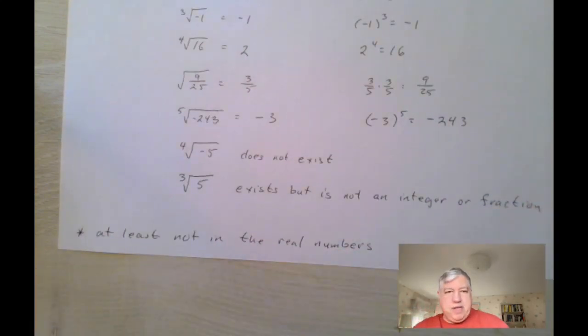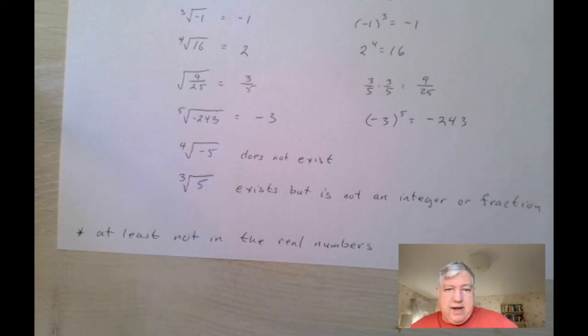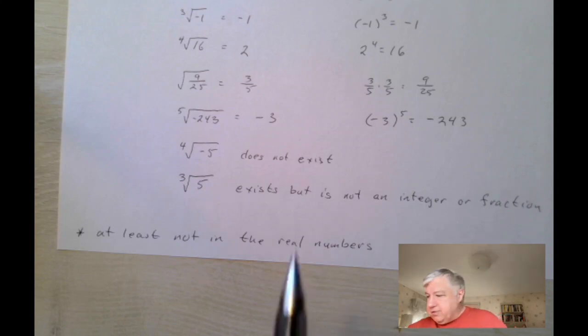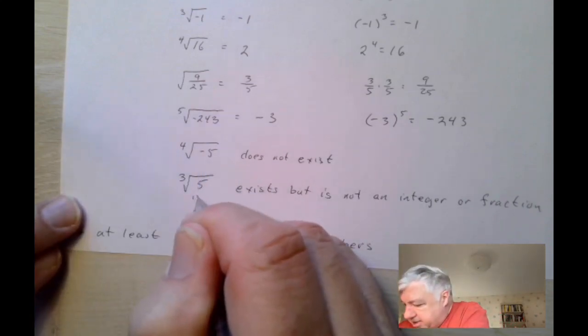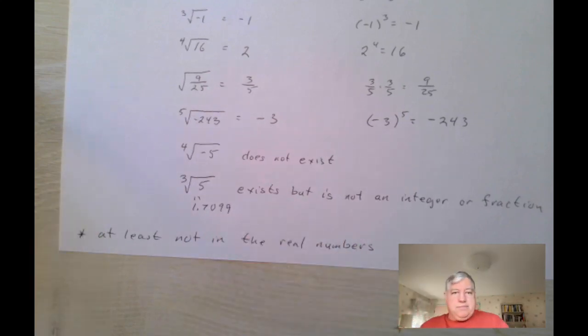The 4th root of negative 5 does not exist because 4 is even and negative 5 is negative. And the cube root of 5 does exist, but it's not an integer or a fraction. This is where we need our calculator, and it turns out that this is approximately 1.7099. I'll show you how to do this on your calculator in a minute.